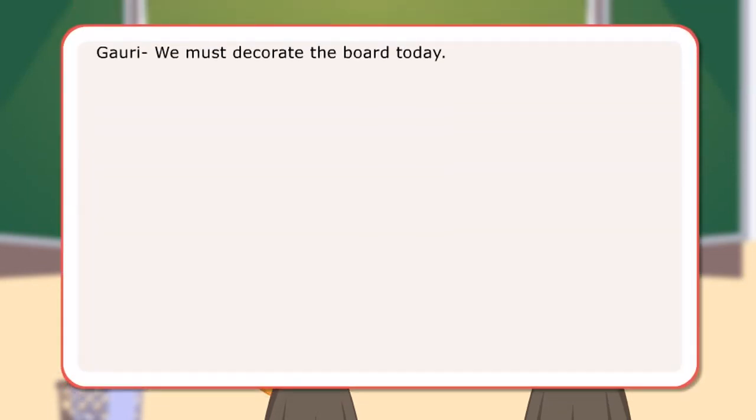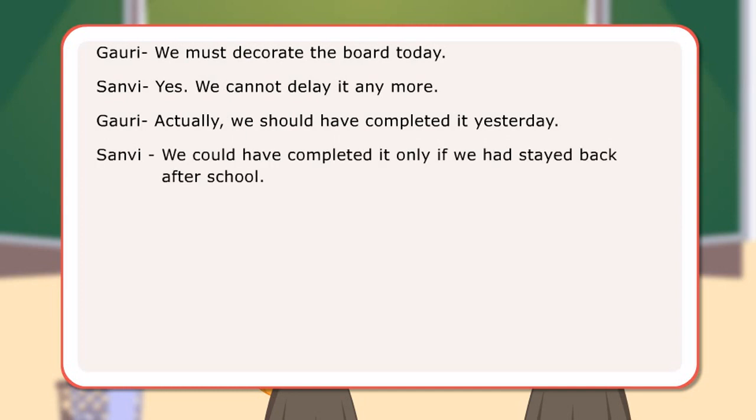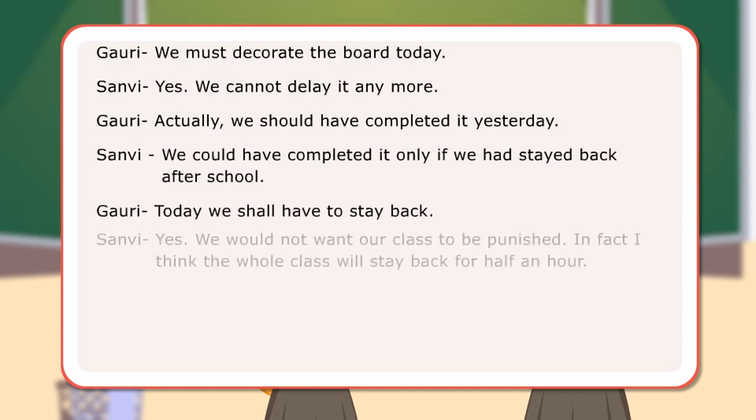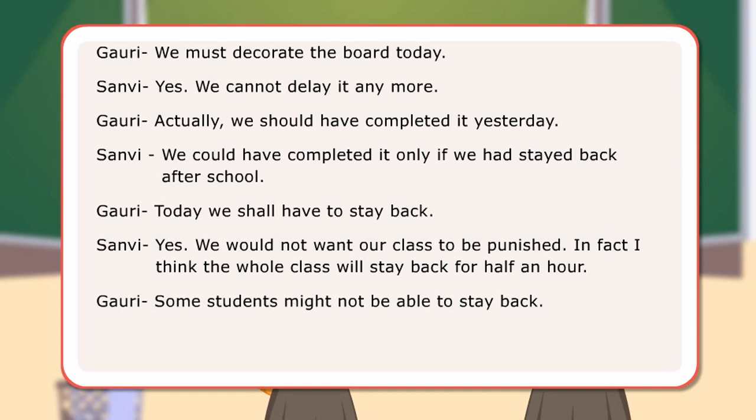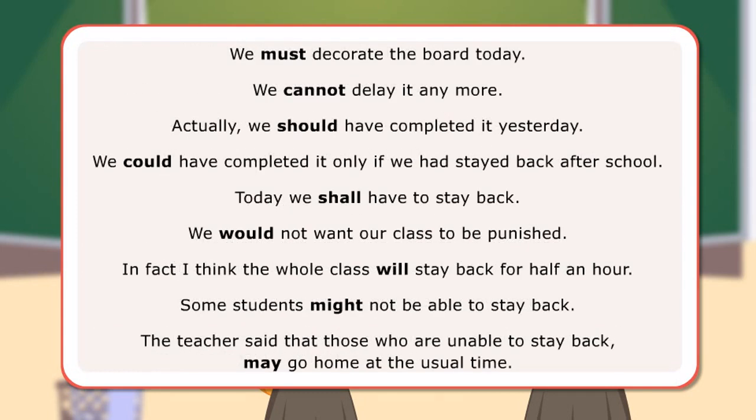In the dialogues, the girls have used several modal auxiliary verbs for talking about necessity, obligation, and duty, possibility in past and present, and future intention. Here are examples of sentences with modal verbs.